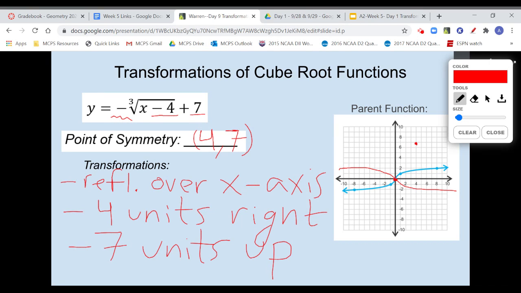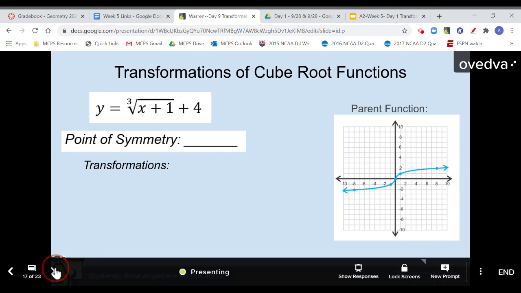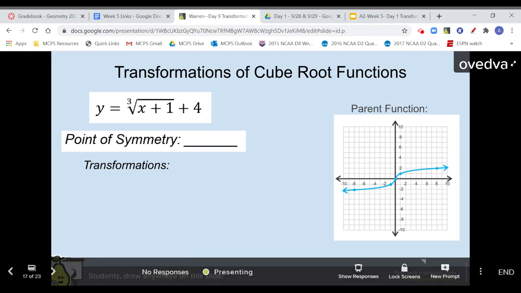So I'm going to draw this same shape, but I'm going to draw it up and going through that point of symmetry above. Okay. Cube root functions are a little hard to draw specifically, so if it looks a little messy, I get it, as long as you can identify what the graph should look like and you can plot that point of symmetry.